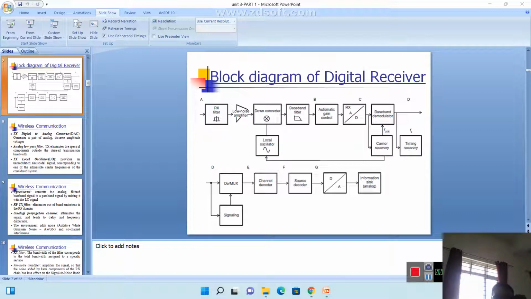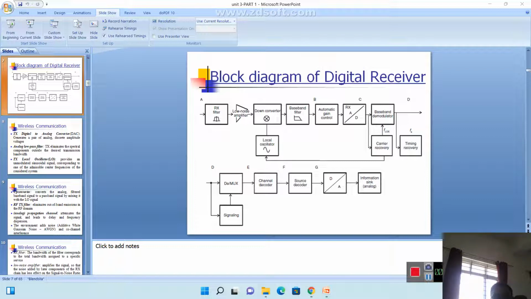Then demux, channel decoder, source decoder, D to A. On the modulation side we use A to D converter, and now we use a D to A converter in the demodulation process. These are the main differences, and these are very important things in the modulation and demodulation process.